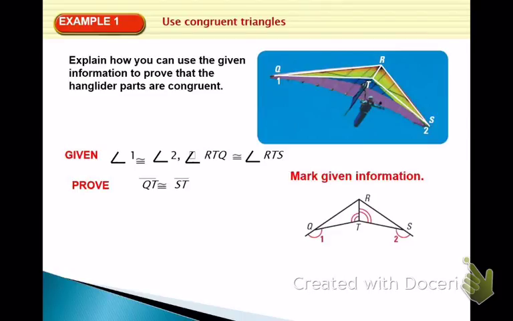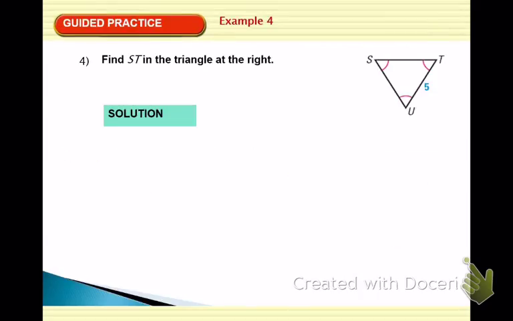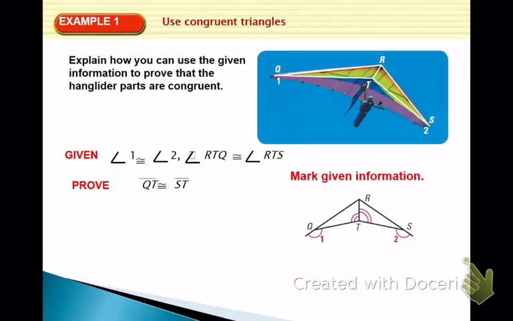Okay? So I think it's helpful to pull those 2 triangles out of that hang glider and rewrite them and mark the pictures so that we can kind of see what's going on. So angle 1 and angle 2 are congruent here. And angle RTQ and RTS are congruent. So how does that help us make QT and TS congruent?